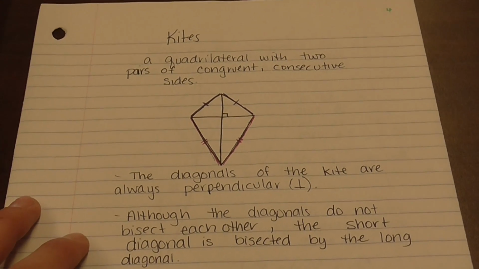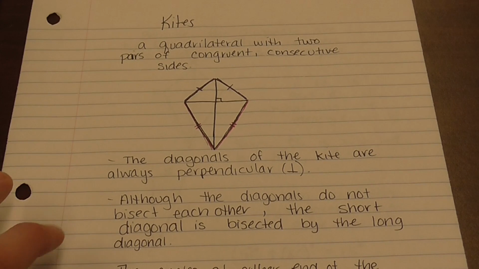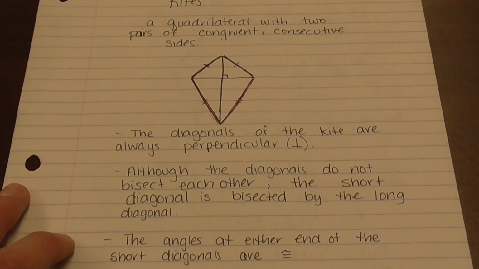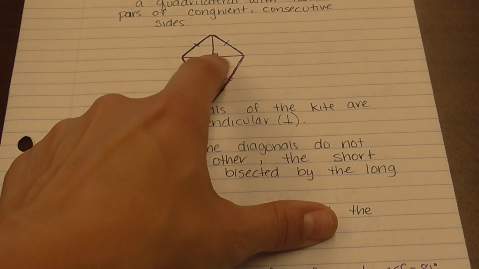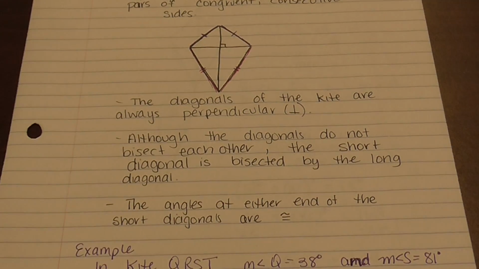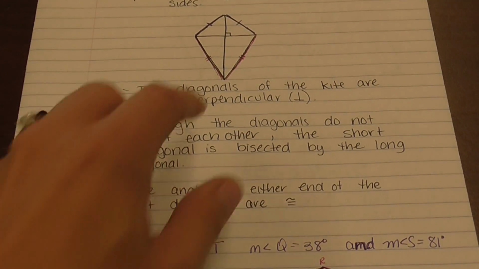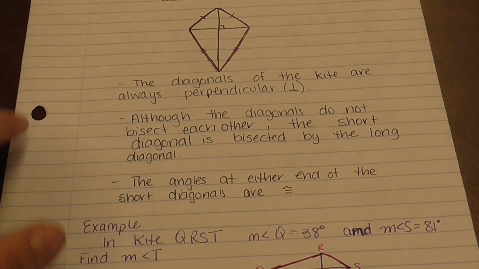The other topic for tonight is kites. A kite is a quadrilateral with two pairs of congruent consecutive sides. Diagonals of the kite are always perpendicular. Although the diagonals do not bisect each other, the short diagonal, which is going from opposite vertex, is bisected. The angles at either end of the short diagonal are congruent. So this large angle is congruent to this large angle over here.